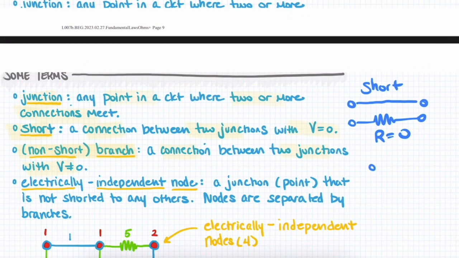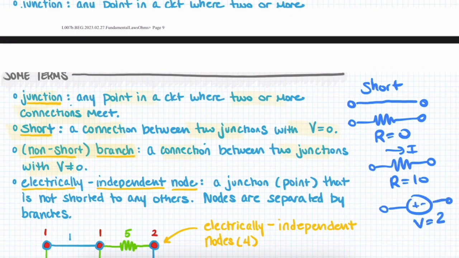So if we have something like this, where R is equal to 10, and there is some current flowing through it, that would be a non-shorted branch. It would be a branch. Also something like this, that would also be a branch. So essentially, the rule of thumb here is that anytime there's a link between two junctions, we need to determine and assign them as either being a short or being a non-shorted branch.